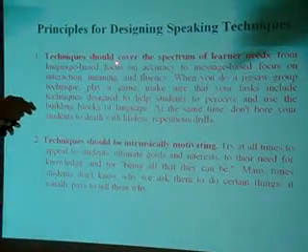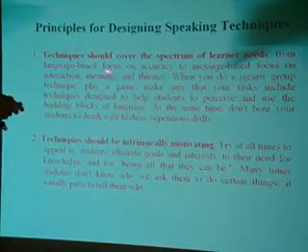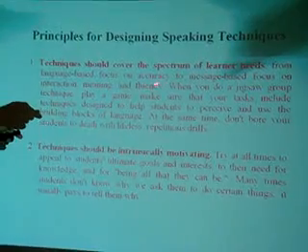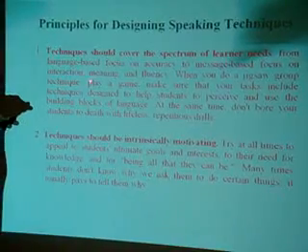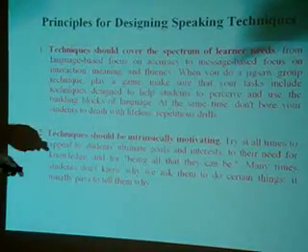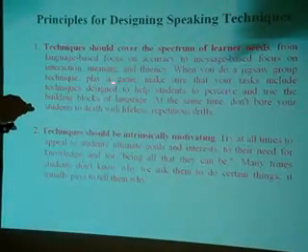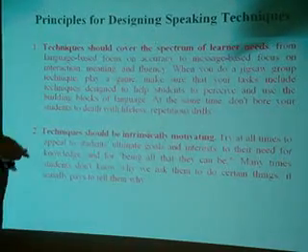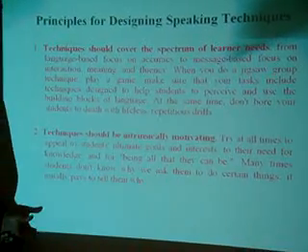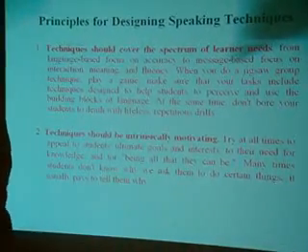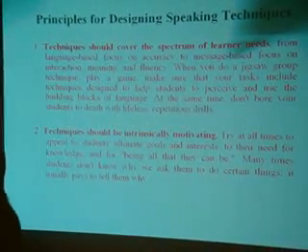The first one: techniques should cover the spectrum of learner needs. We need to know what the learner needs are and be focused on that. If we are going to focus on accuracy, we need to make interaction, meaning, and fluency activities too. For example, when you do a jigsaw group technique or play a game, you have to be sure that this includes techniques designed to help a student perceive the use of the building blocks of language. At the same time, of course, don't bore your students to death with lifeless repetition drills.